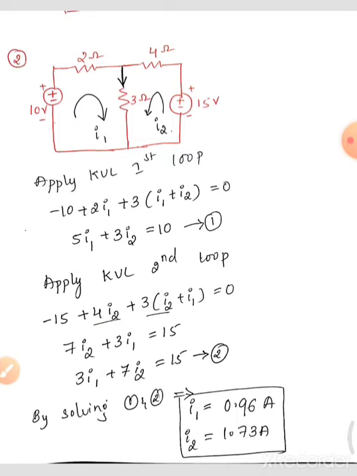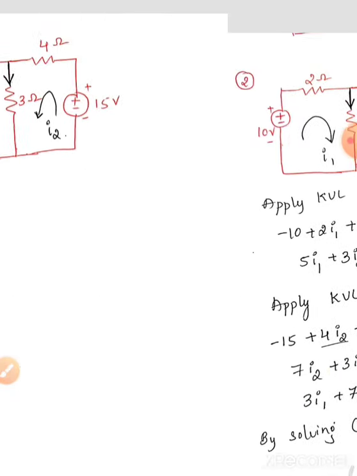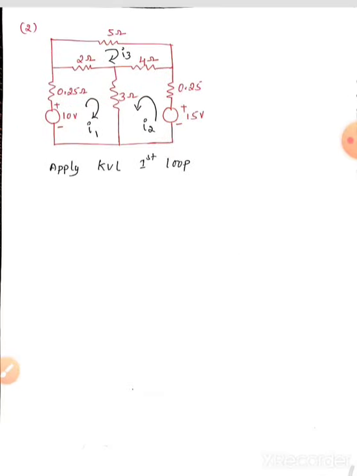Why are these directions remaining the same? Because these are all bilateral networks. Okay, we'll solve another numerical. We'll just include one more loop for this.